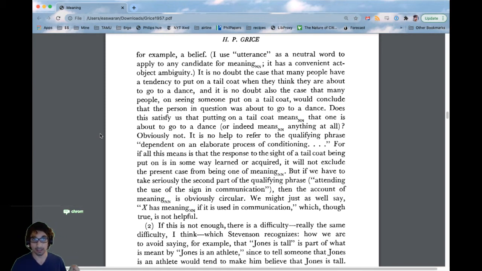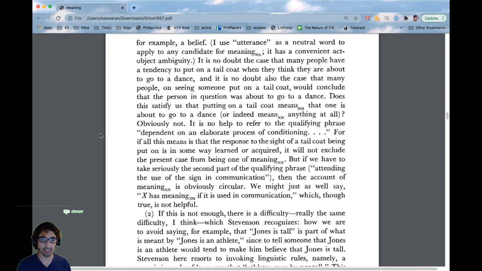So he's saying, Stevenson's theory says, if an attitude produces an utterance and the utterance produces the same attitude in another person, then the utterance means that thing. And Grice says, well, if thinking about going to a dance makes you put on a tailcoat, and putting on a tailcoat makes other people think you're going to the dance, then that fits Stevenson's theory. And then Grice says, obviously not. This putting on the tailcoat doesn't mean anything.